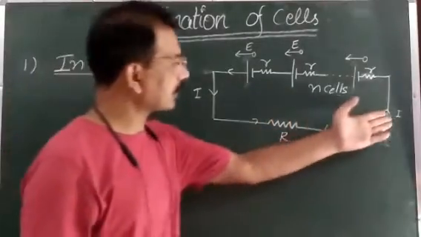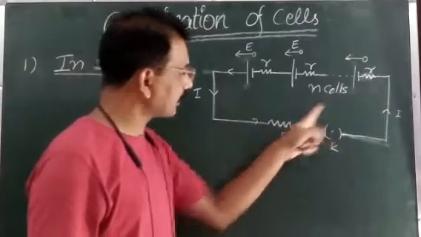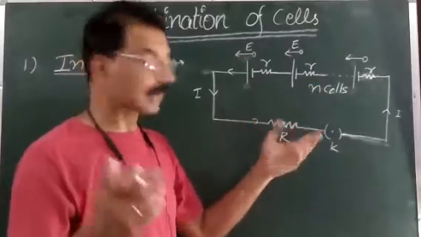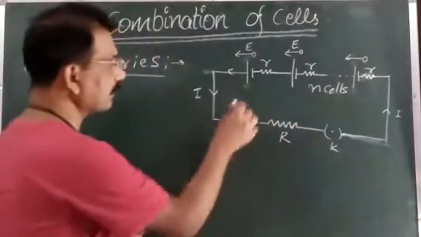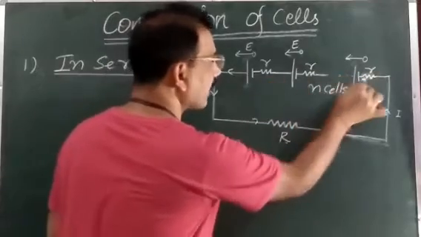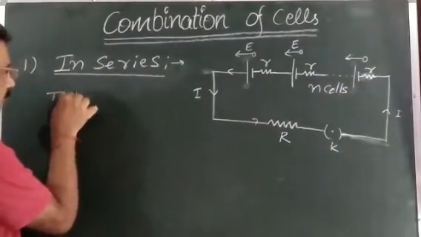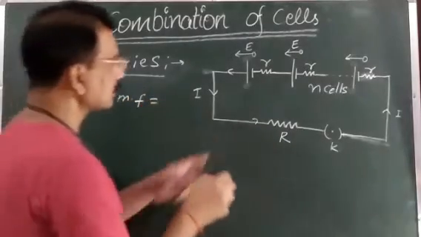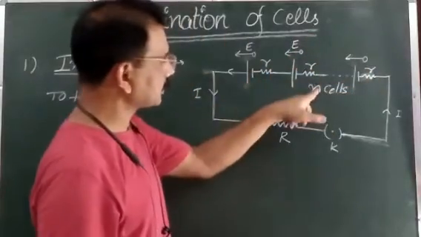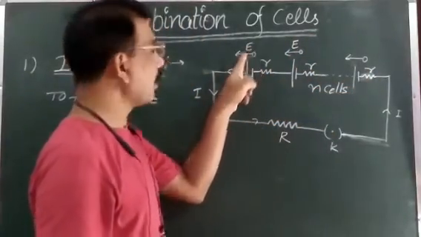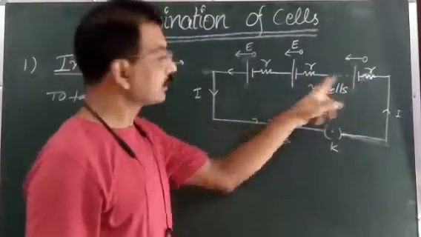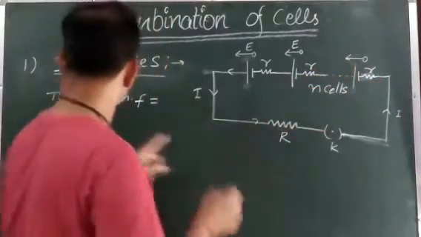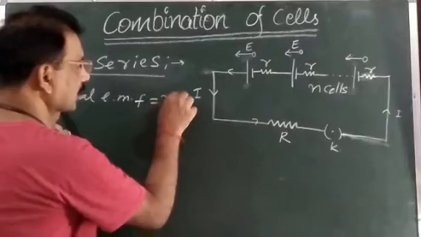How can we find the amount of current sent by this combination of cells in this resistor R? Actually, our purpose is to get the maximum current in this external resistor R. First we will find the total EMF of n cells. Since the EMF of each cell is E and all these cells are joined in series, the total EMF is E plus E plus E, n times. So the total EMF is nE.